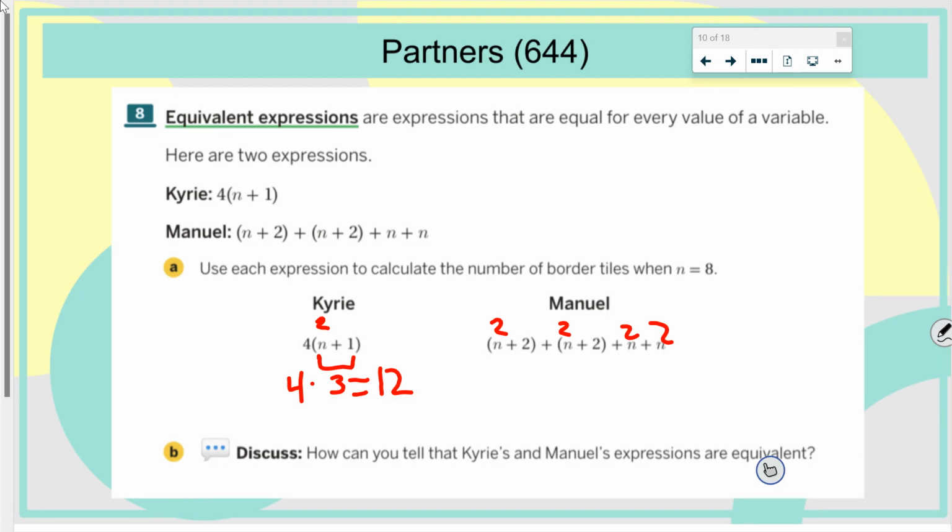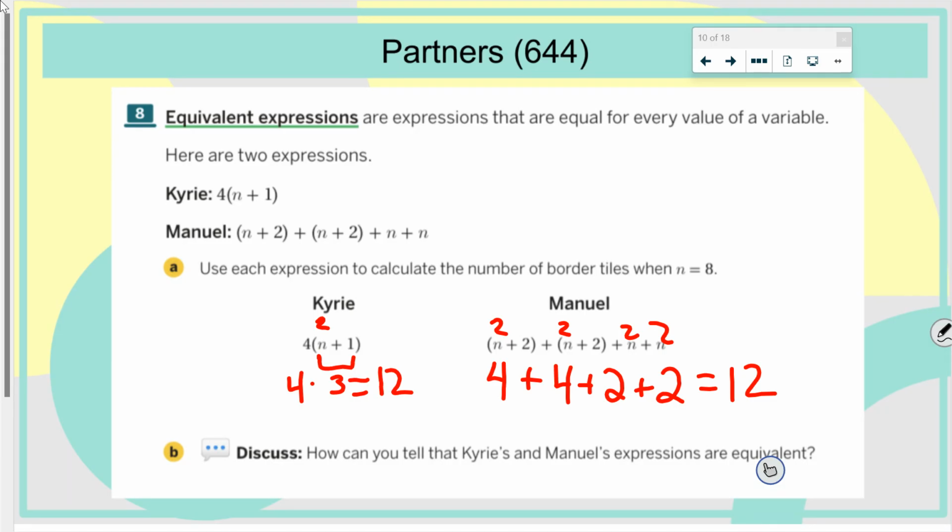Let's put in a 2 for each of the n's here. 2 plus 2 is 4. 2 plus 2 is 4. Plus 2 also equals 12. So these two expressions mean the same thing. They have equal values, except they just look different. Kyrie and Manuel pictured things differently, and that is okay.